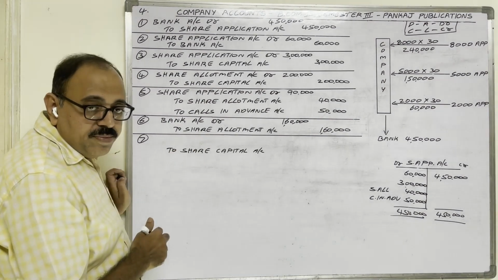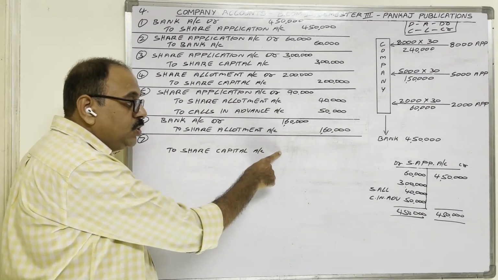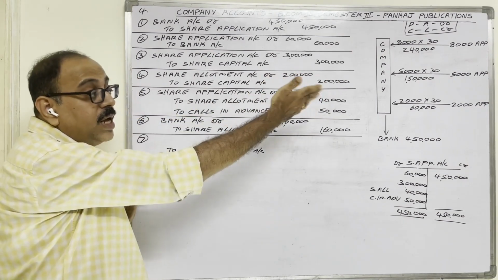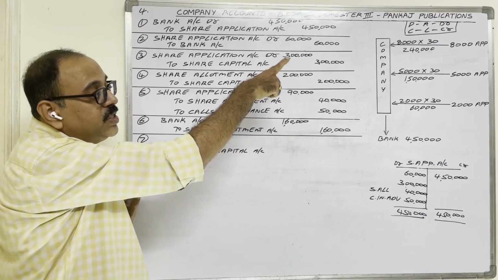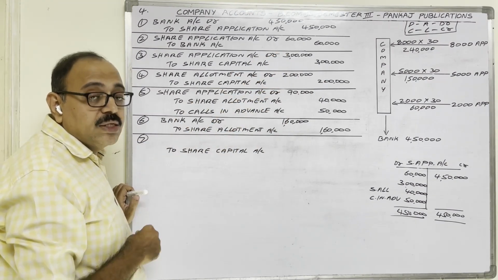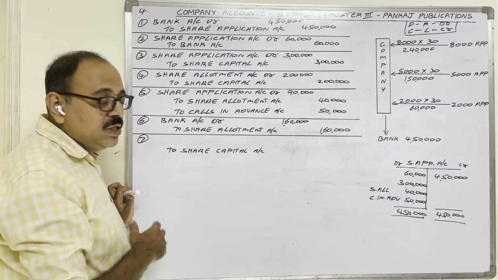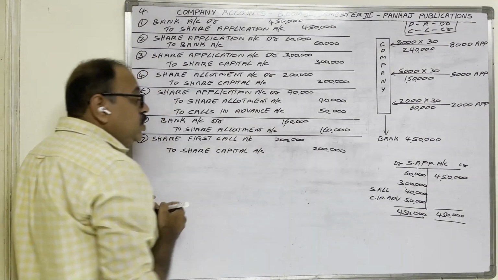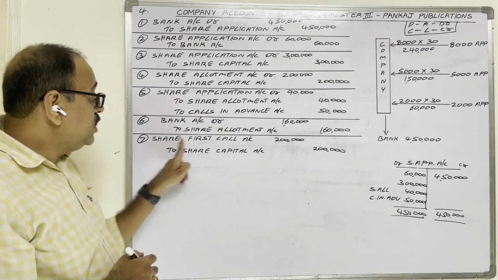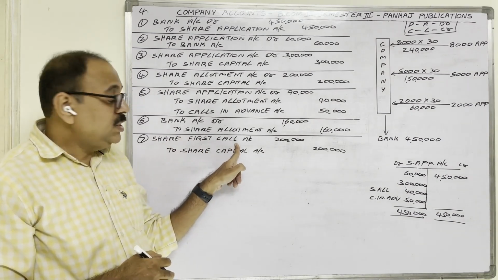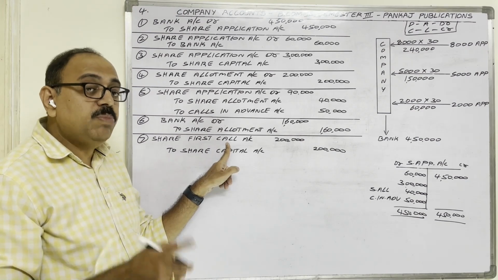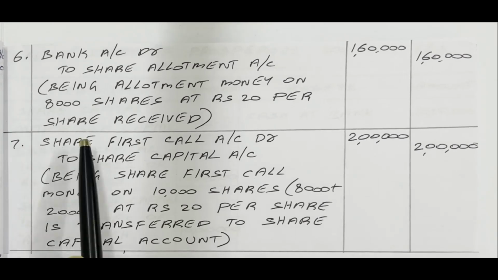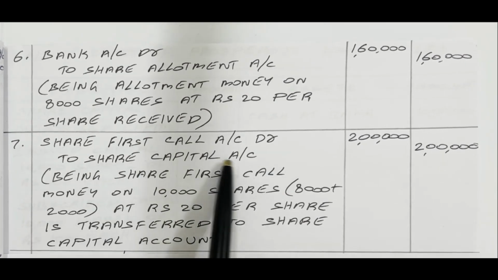Which account we should debit? See, 2 lakh rupees should come from applicants. So for 2 lakh rupees to the company, applicants are debtors. Debtor is an asset, asset shows a debit balance. We should debit applicants' names. Instead of writing applicants' names, we write share first call account, amount 2 lakh rupees. Share first call account is also a personal account, because applicants' accounts are personal accounts. Seventh entry, share first call account debit to share capital account.